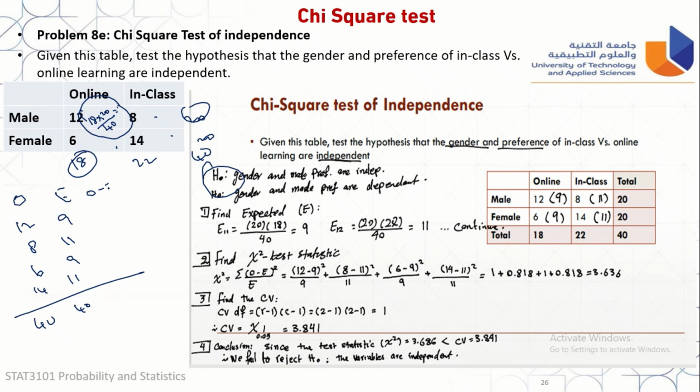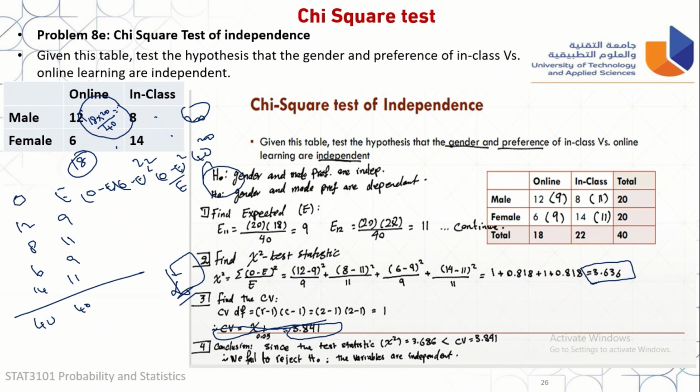What you have to do next? Find O minus E. Find O minus E the whole square. Find O minus E the whole square divided by E and then calculate the total, and this total is the chi-square value. That chi-square value is given here. Okay, calculate this value and you have to find the CV.